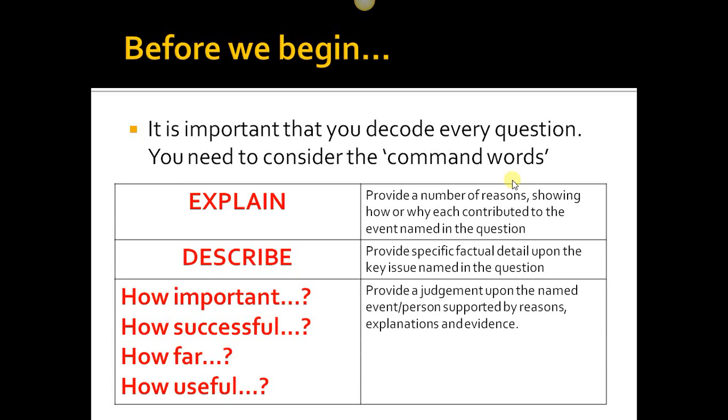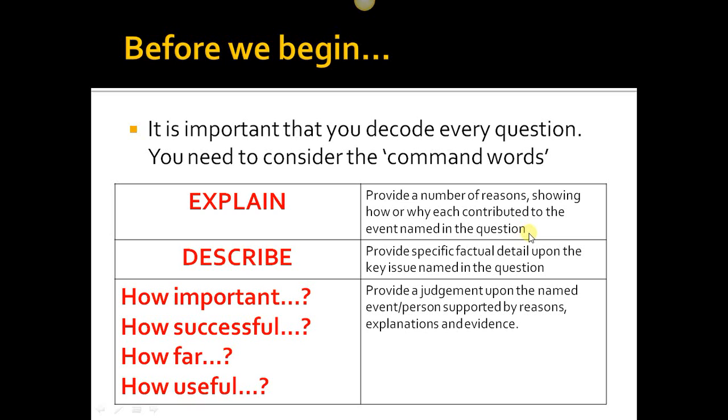And we'll go through those by showing you the different types of words you will come across. Explain is going to be in there, or suggest. To explain is simply to provide a number of reasons showing how or why each contributed to the event named in the question. Could be the event, a certain policy, or a certain mission. We have to leave an open space there for interpretation, but I'm going to guess it'll be an event to explain something. It is history, so it's going to be an event.